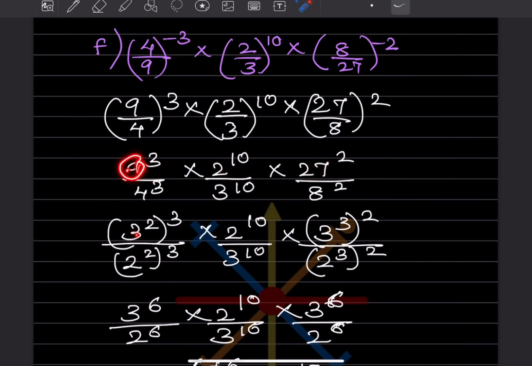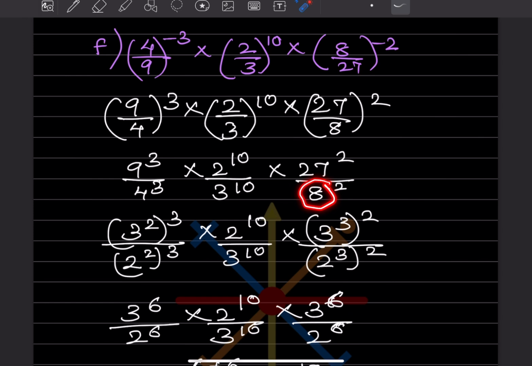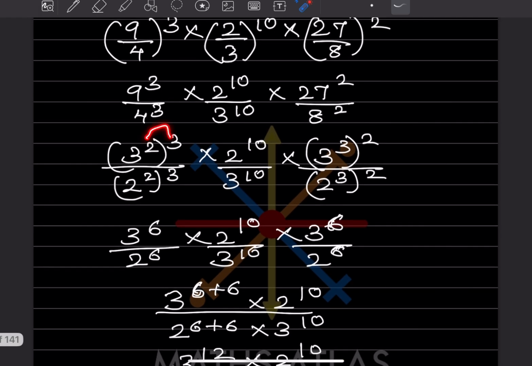This 9 we can write as 3 raised to 2 and this is the same. For this one we can write 2 raised to 2 and this is the same. There are no changes. For 27 we can write 3 into 3 into 3, that is 3 raised to 3, and this is the same. For this one, 8, we can write 2 into 2 into 2, that is 2 cube raised to 2. So now you can see we have 2's and 3's. So this is going to be the rule.